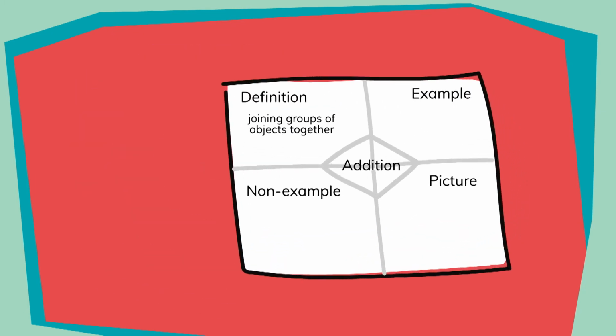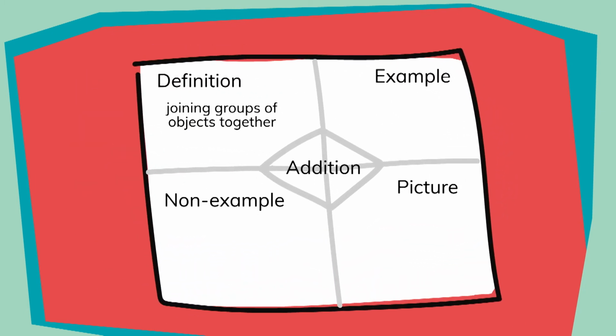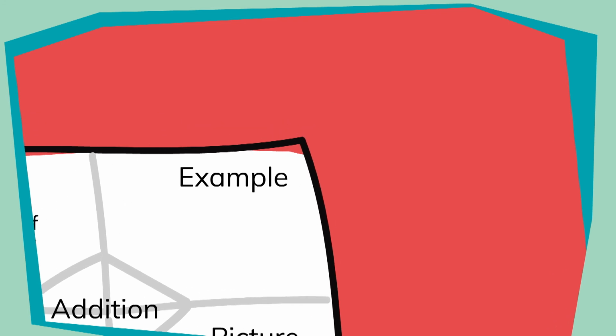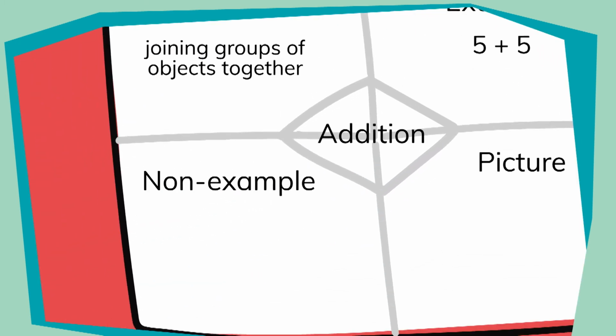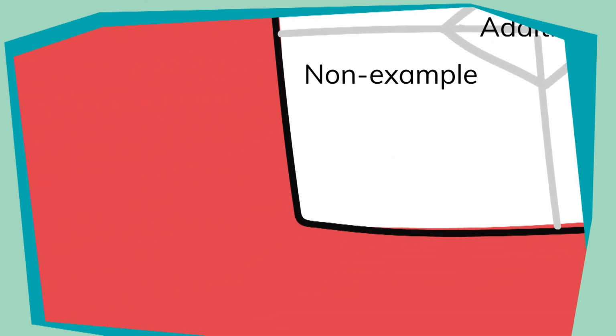Splat and I also want to continue on our Frayer model to show our learning about addition. We want to add an example of what addition is to our paper. You might say an example of addition is 5 plus 5, since this would be an example of adding 2 groups of 5 together. We'll give you time to add that to your paper. For non-example, or what addition is not, we could write 10 minus 5, since this is subtraction and not addition. Go ahead and add that now.